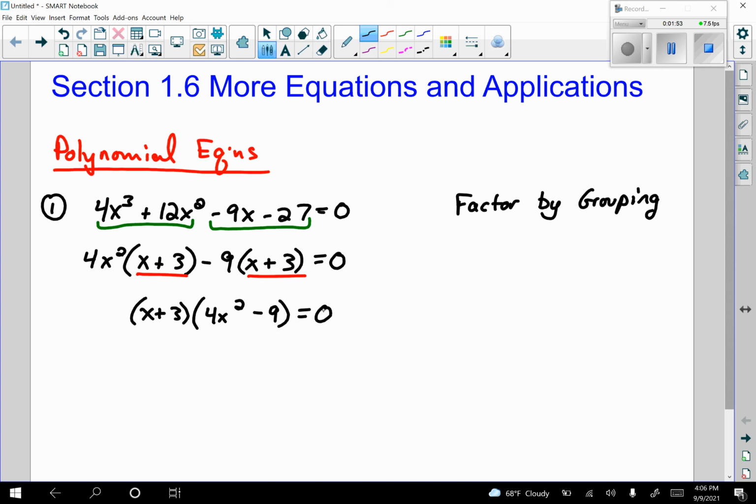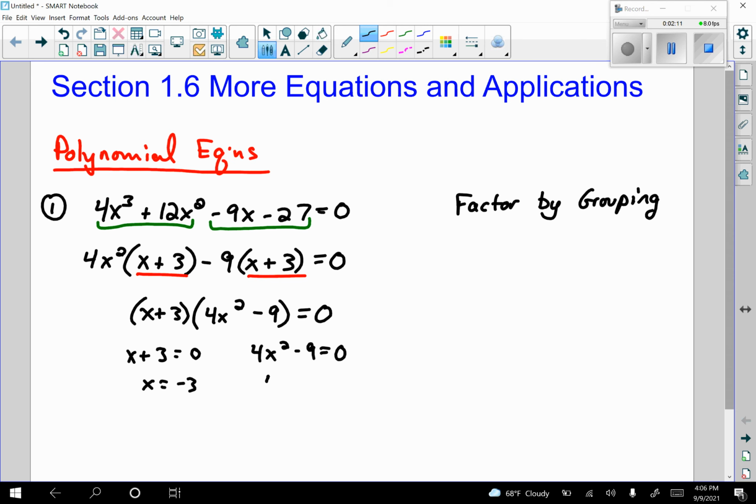So now I'm going to use the zero product property and set each factor equal to 0. So x plus 3 is going to equal 0, and 4x squared minus 9 is going to equal 0. So this one's pretty simple. X is going to equal negative 3. I could do this 2 ways. I could factor, or how about we just use the square root technique.